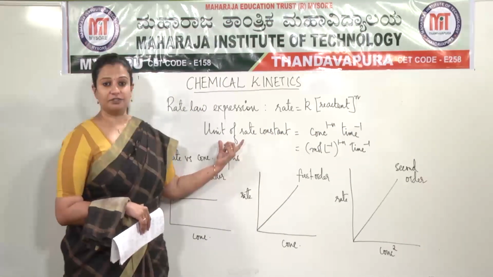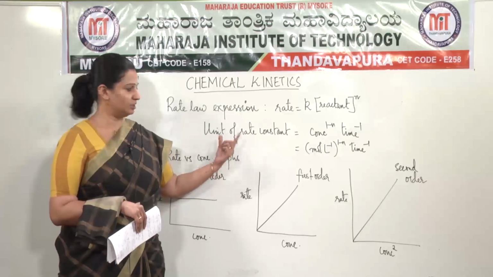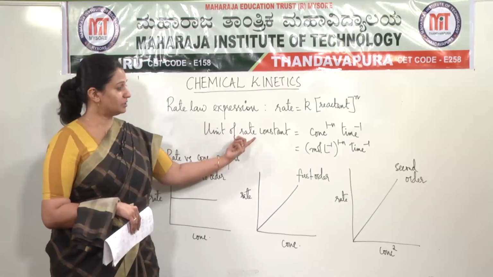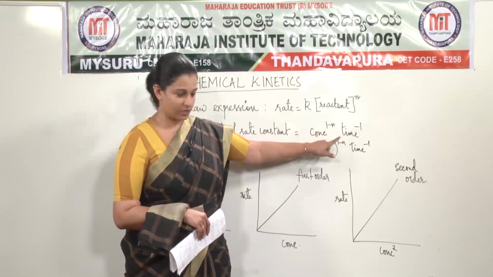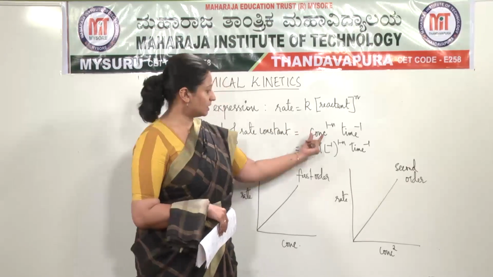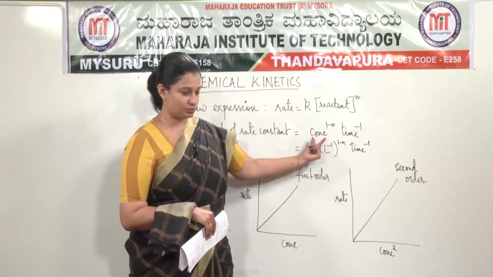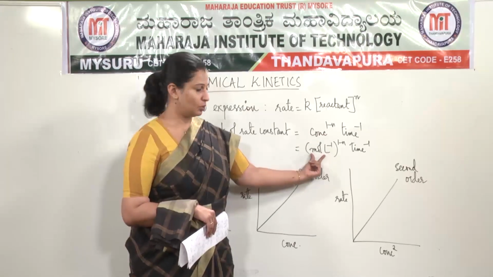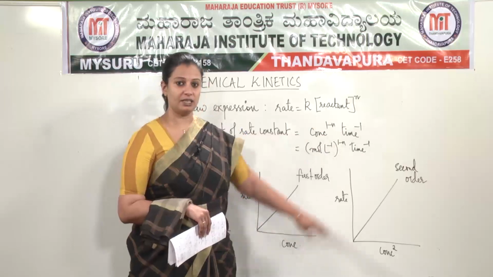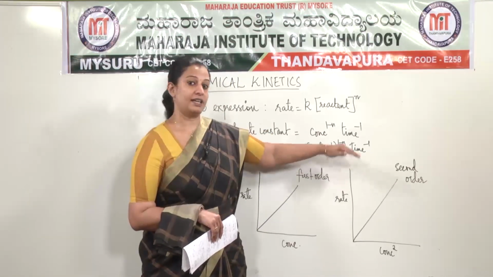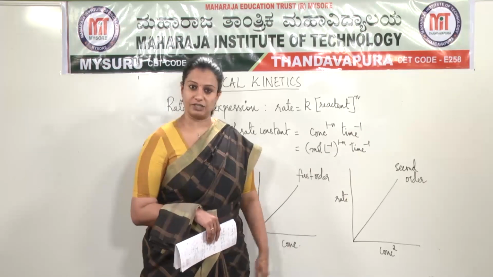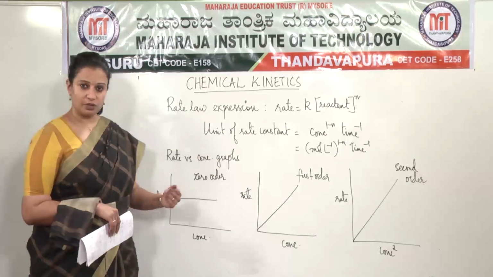Now the unit of rate constant, very important point, so be alert about it. The unit of rate constant is concentration raised to 1 minus n, where n is the order, and time inverse. Now remember, concentration is molarity, so molarity means moles per liter, so mol L inverse raised to 1 minus n into time inverse. So by looking at the unit of rate constant, we can actually predict what the order of the reaction would be.